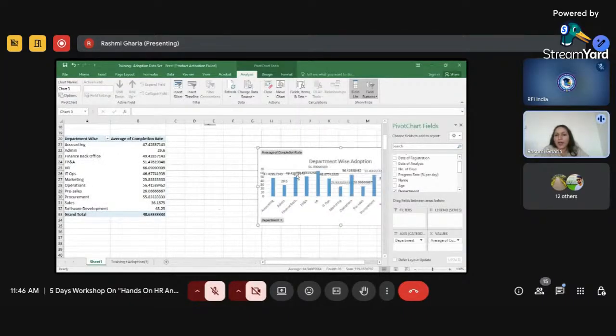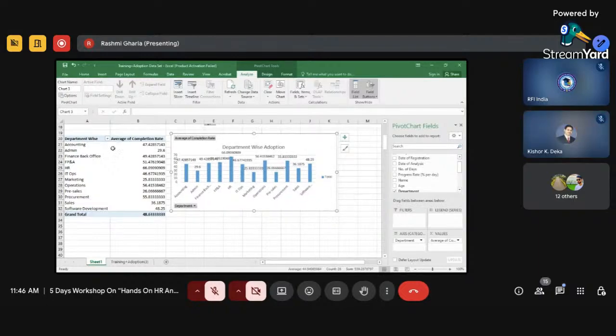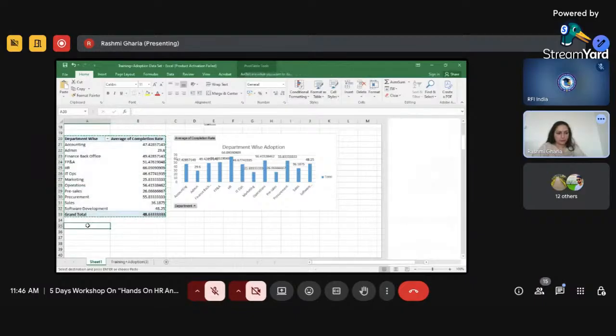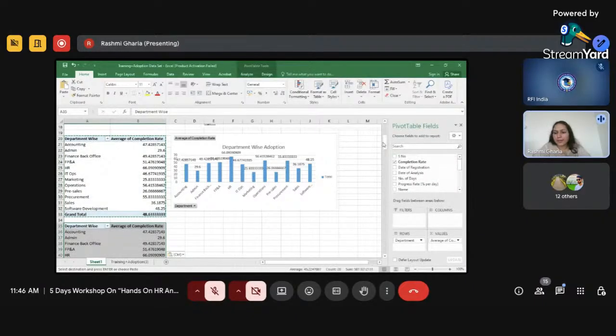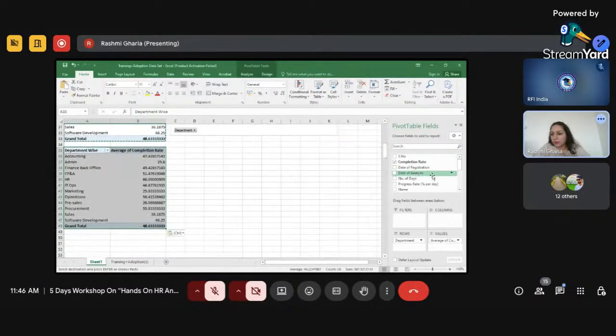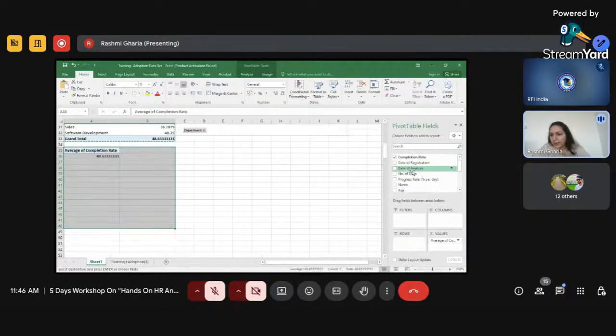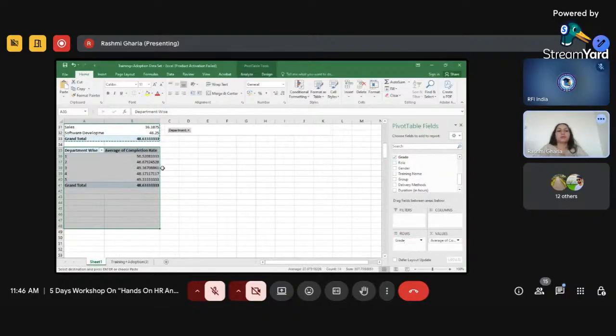So that can be one of our insights. Yes, ma'am. Now, again, we'll go to the next part. Here what I'm taking is the grade-wise completion rate. If you see, I told you grade 1 is the lowest grade and 5 is the highest, right?